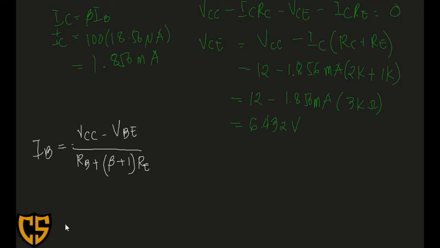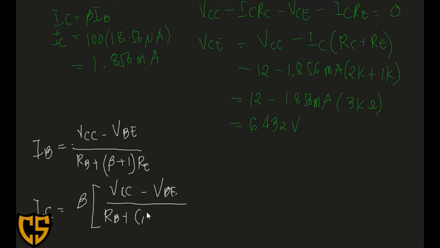How about if we have the value of IC? So IC is beta IB. So you can just multiply beta to the whole formula, which is VCC minus VBE all over RB plus beta plus 1 RE.